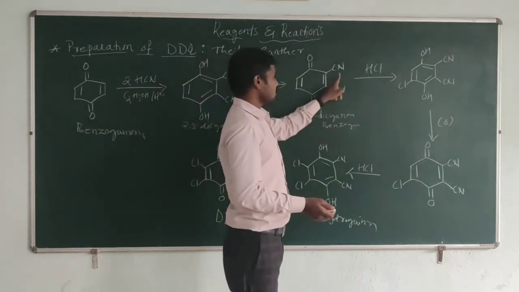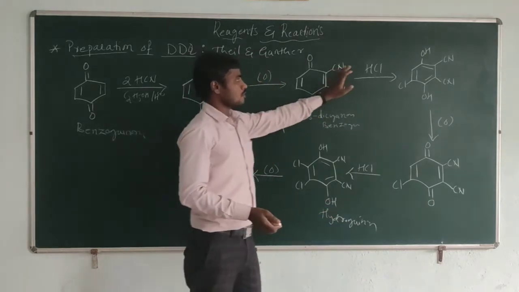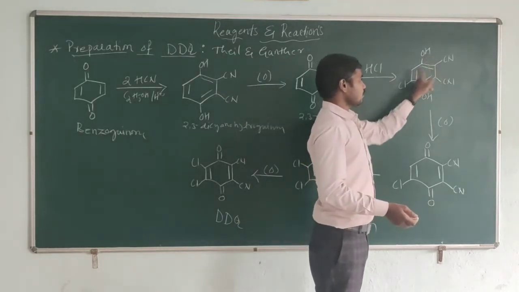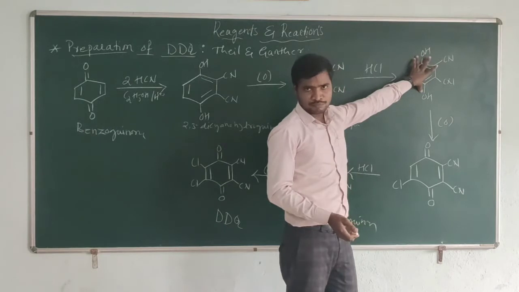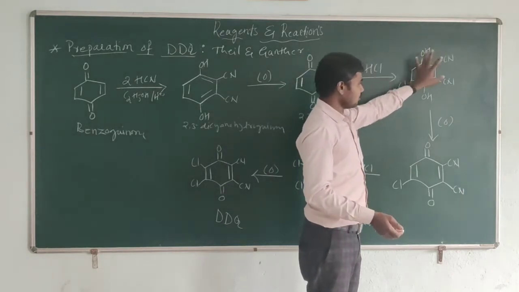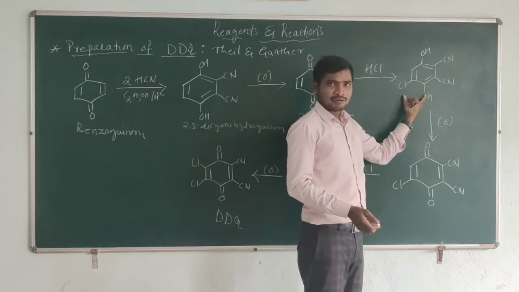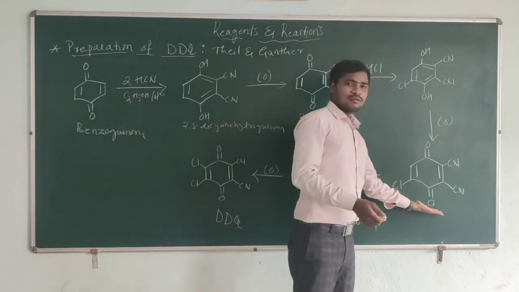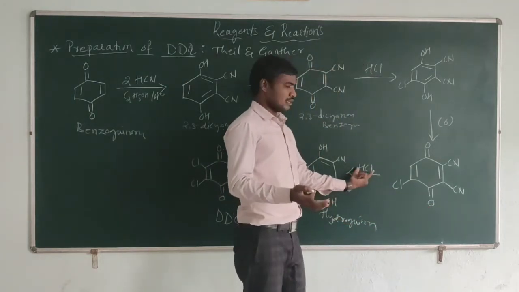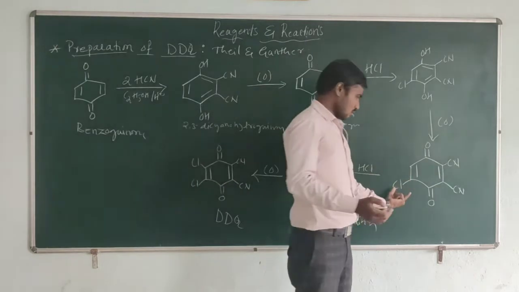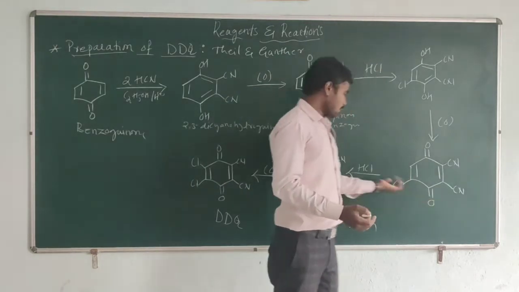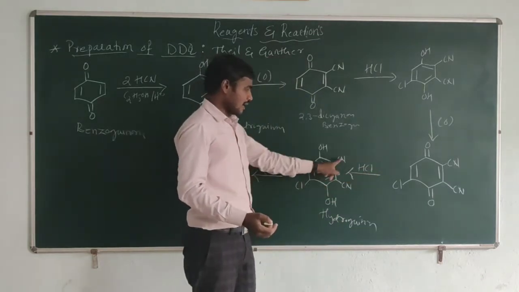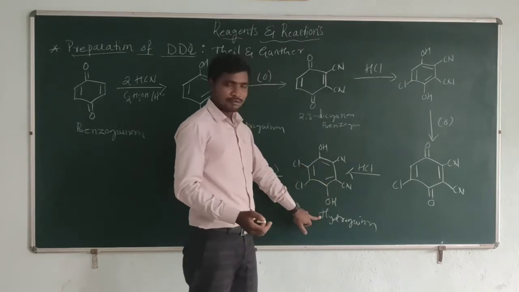This cyano-substituted benzoquinone, after reacting with HCl, converts into chloro-cyano-substituted hydroquinone. Again we oxidize it into a benzoquinone, because benzoquinone is more reactive towards the next reagent, that is HCl. So this monochloro benzoquinone, after reacting with a second molecule of HCl, converts into a dichloro-dicyano substituted hydroquinone molecule.